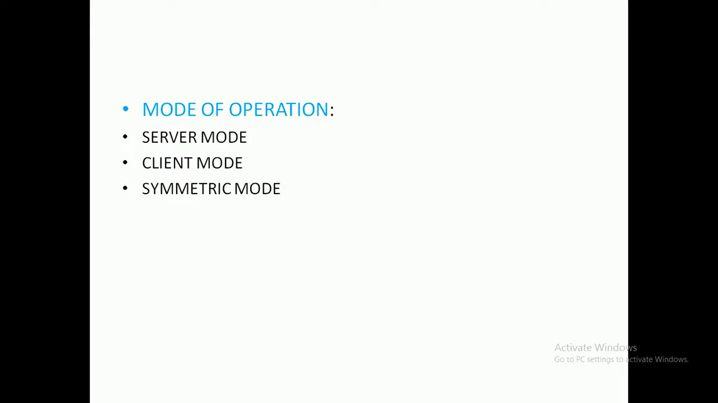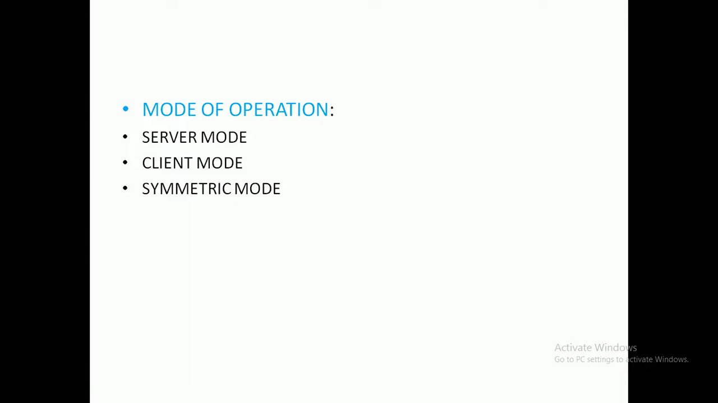The next one is known as symmetric mode. This mode is useful in a failover scenario, and it is also known as peer mode. If one server is down, the next server supplies the time to the various clients. So these are the three modes.